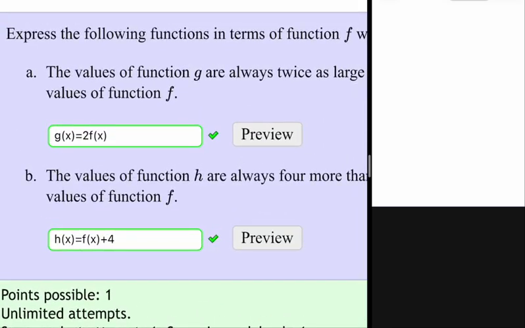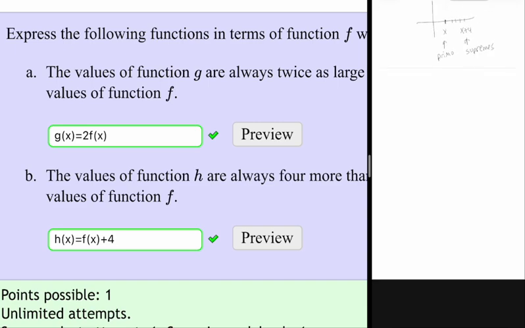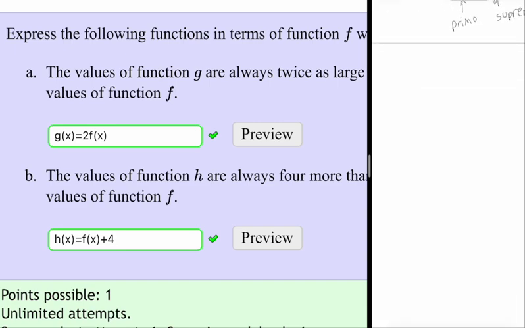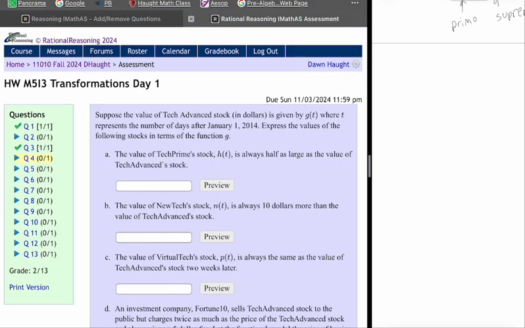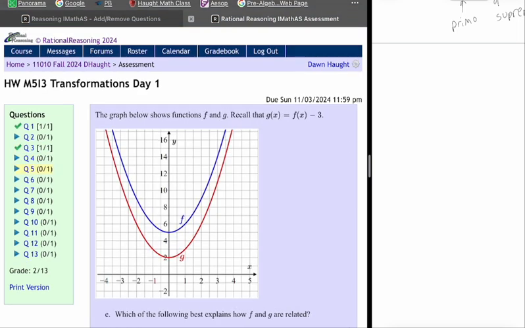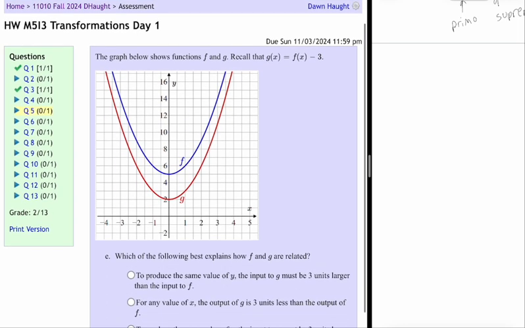So the first one, when it says twice as large as, we have to multiply by 2. But if it's more than or less than, we have to add or subtract. In this case, add 4. Let's see what question 4 looks like. I think that's very similar, but a word problem. Let's do the graph, moving on now to question 5.